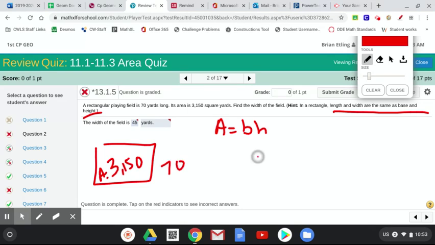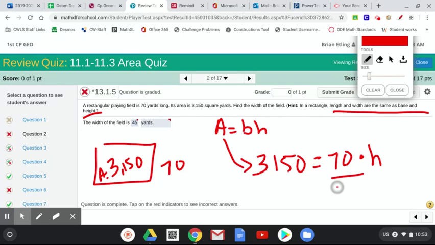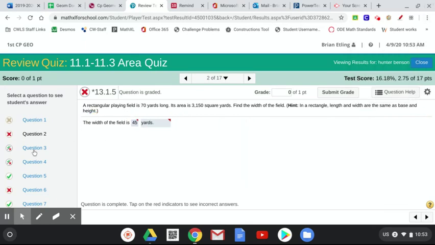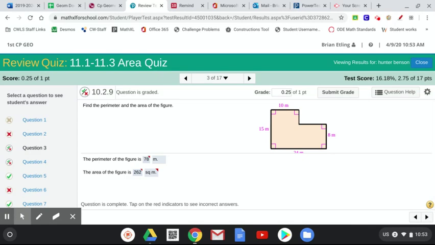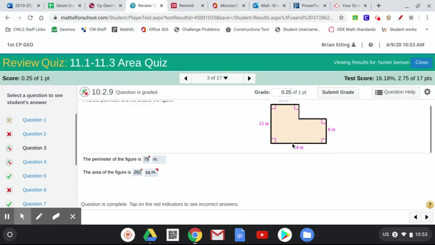So for A, the area, we plug in 3,150. That equals 70 times our height, which is the other side. It doesn't matter, just the other side. So we're going to divide by 70, divide by 70, and that should give us 45 yards. Okay?